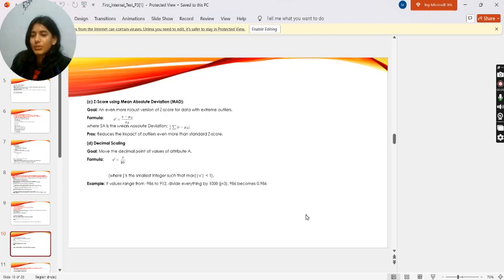And decimal scaling. The goal is to move the decimal point of values of attribute A. Formula: V dash equals V upon 10 to the power j, where j is the smallest integer such that max of mod of V dash is smaller than 1. Example: if values range from minus 986 to 812, divide everything by 1000, j equals 3. 986 becomes 0.986.